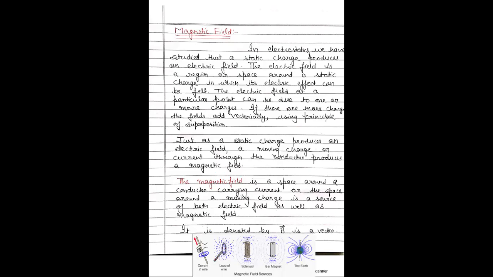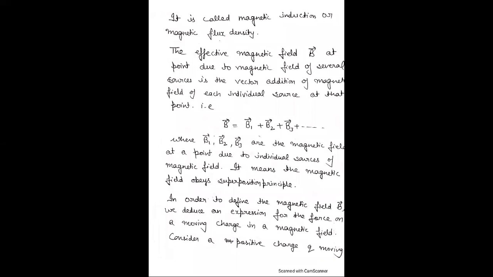Therefore, static charge produces an electric field, whereas a moving charge or current through the conductor produces a magnetic field. As a result, the magnetic field is a space or region around a conductor carrying current, or the space around a moving charge or around a magnet. It is denoted by B, which is a vector.